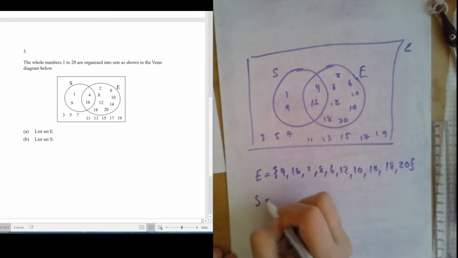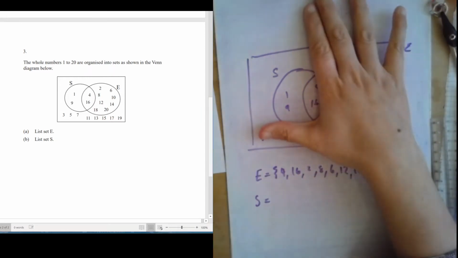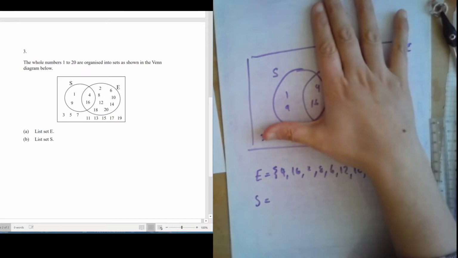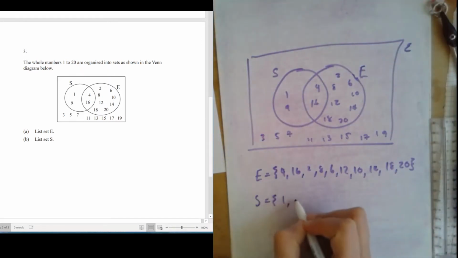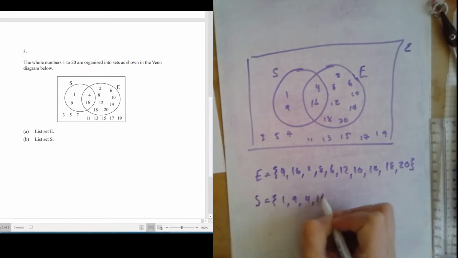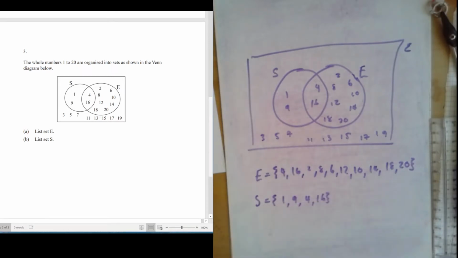And then for set S, I've only got 4 numbers in that set, so it's just that circle. So it'll be 1, 9, 4, and 16. Okay, super easy, okay? Venn diagrams are so easy. Once you kind of just get into the rhythm of it, it'll just make complete sense, okay?